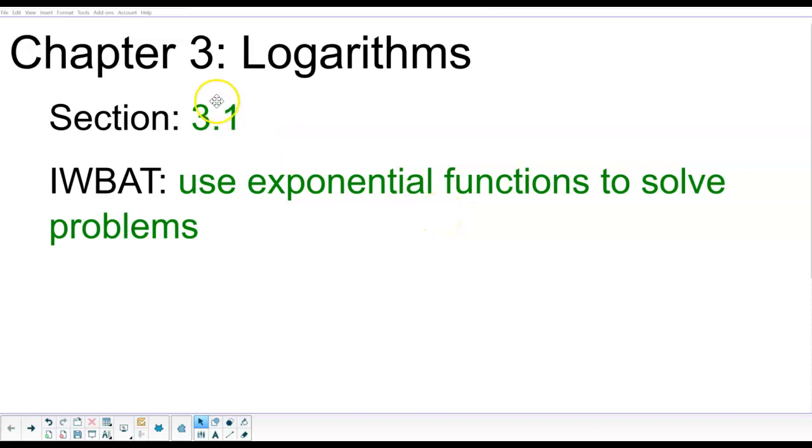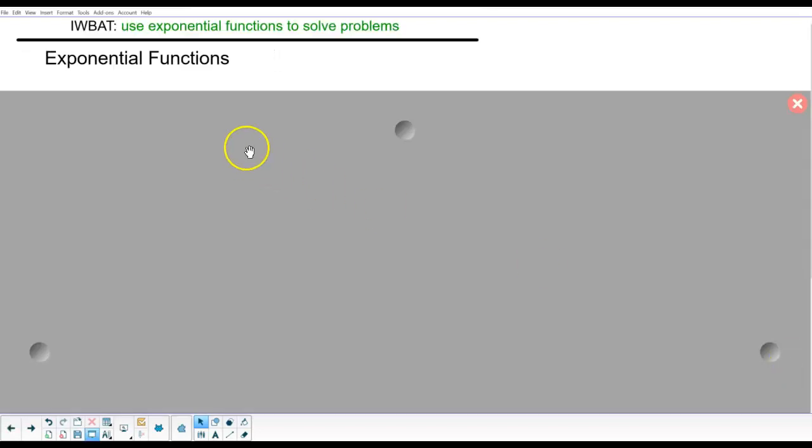Good morning, everyone. Today we're going to start with section 3.3. We're going to use exponential functions to help solve problems and really look at the setup that sets the foundation for exploring this newer idea of logarithms. So today is all about exponential functions.